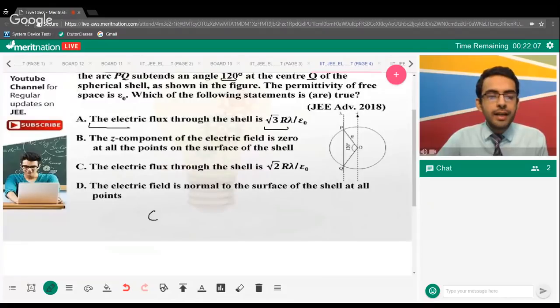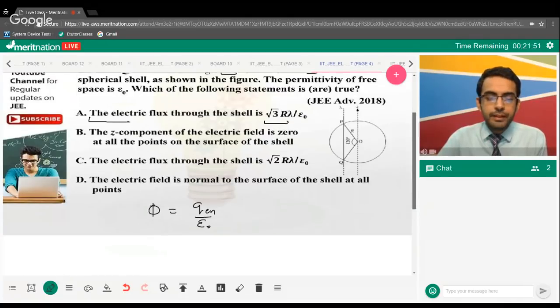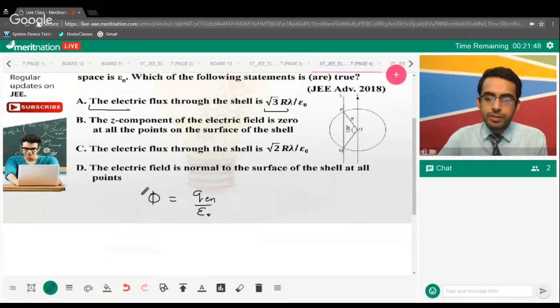We have learned that electric flux is equal to Q enclosed by epsilon naught. Because in this given situation, it will be very complex to find the electric field and multiply it with the area. It will have a very complicated derivation. So you can simply use the Gauss law. Phi is equal to Q enclosed by epsilon naught. Gauss law can be applied in any situation, whether symmetrical or non-symmetrical. So what is the enclosed charge?